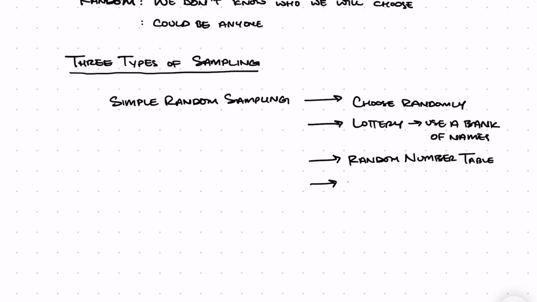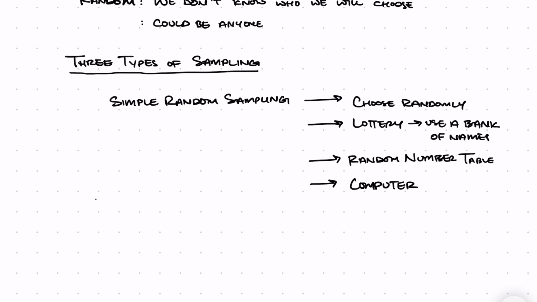And the last one is using a computer. So teachers actually use this. You may have experienced this. If we use something like Class Dojo and we use a randomizer, and then we just select a random student, that will be using a computer. All right, so that's an example of simple random sampling. And at the end of the day, you just choose, right? Whatever system you have, you could choose from anyone.